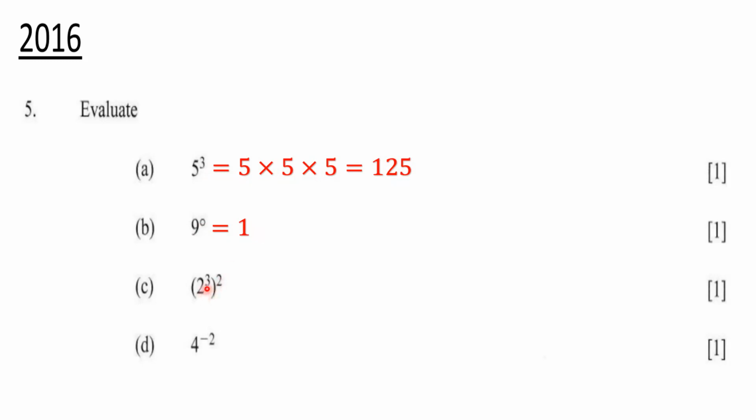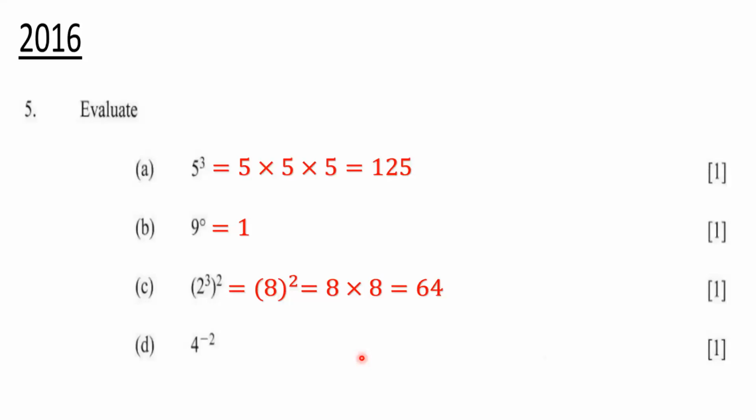Now we have 2 to the third power, all raised to the power of 2. Let's first deal with this 2 to the third power. We know that 2 to the third power is 8, and so we're going to keep that raised to the power of 2. What is 8 to the power of 2? 8 times 8, and 8 times 8 is definitely 64. So the answer here is 64.